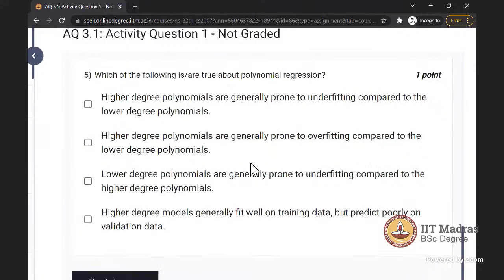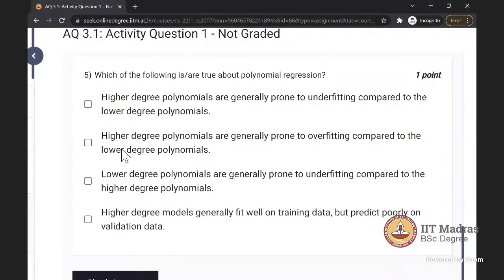Okay, question number 5. Which of the following are true about polynomial regression? Higher degree polynomials are generally prone to underfitting compared to lower degree polynomials. What do you think? Is it true or false? No, sir. The opposite is true. Exactly. So this is false. As we increase the degree of the polynomial, the capacity of the model increases. So it is likely to remove underfitting. It is not going to be prone to underfitting.